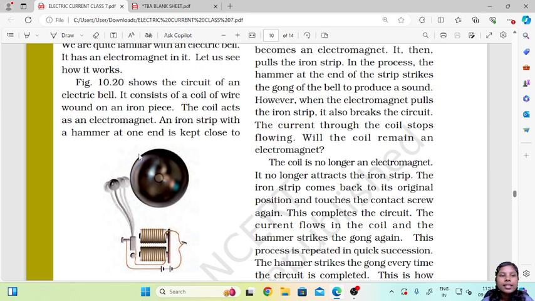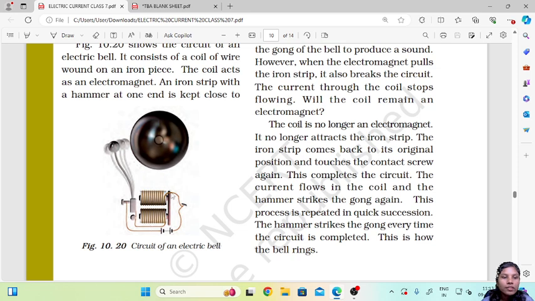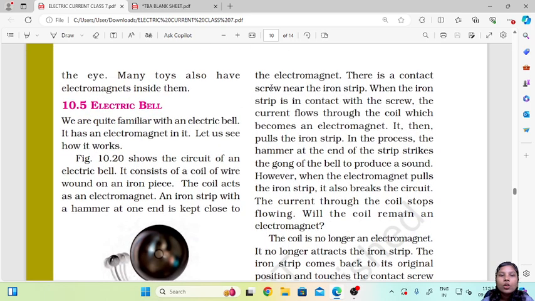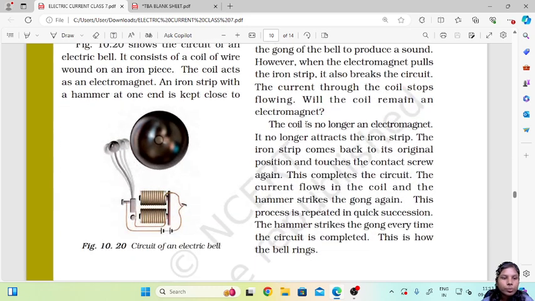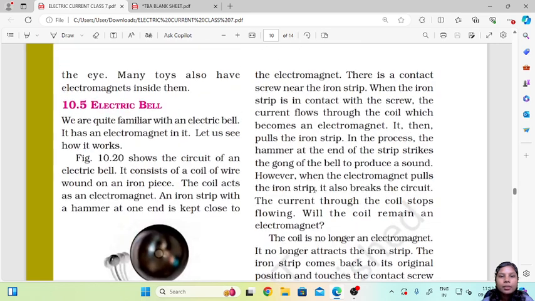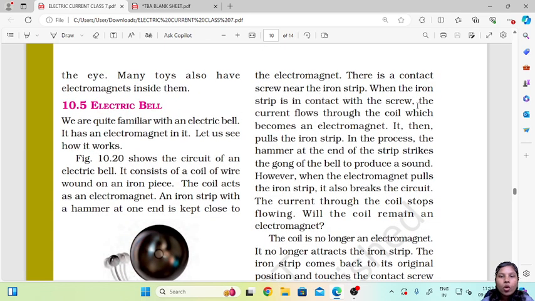The coil acts as an electromagnet. An iron strip with a hammer on one side is kept close to the electromagnet. So this is the hammer-like thing which has the iron strip. There is a contact screw near the iron strip. See here, this is the contact screw that is near the iron plate. When the iron strip is in contact with the screw, the current flows through the coil, which becomes an electromagnet. It then pulls the iron strip.